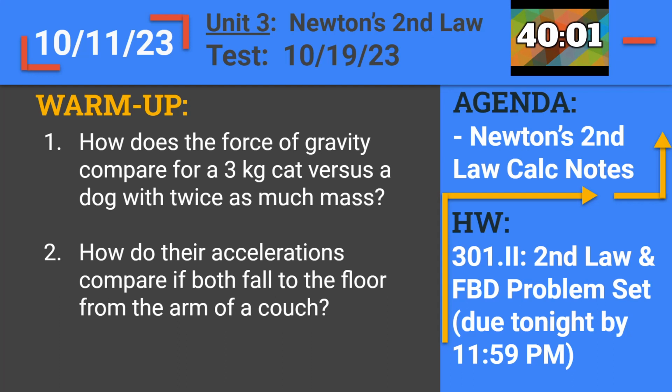So the warm-up says, how does the force of gravity compare for a 3-kilogram cat versus a dog with twice as much mass? And then the second question says, how do their accelerations compare if both fall to the floor from the arm of a couch? So let's start with the first question. How does the force of gravity compare for the 3-kilogram cat versus a dog with twice as much mass?